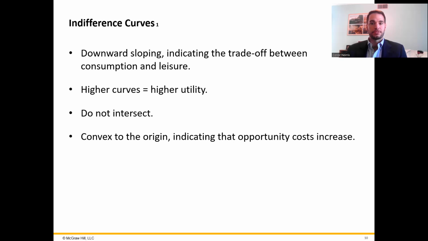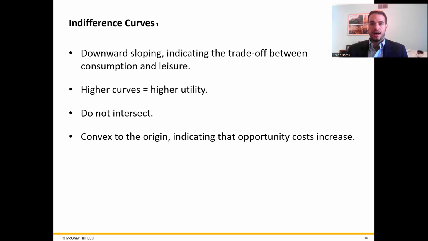The first is that indifference curves are downward sloping. They slope downwards because as you consume more of one good, so if you consume more leisure, you have to consume less of the other good, in this example, consumption, if you want to maintain the same amount of utility. So what this reflects is that there is a trade-off between consumption and leisure. More of one means less of the other.